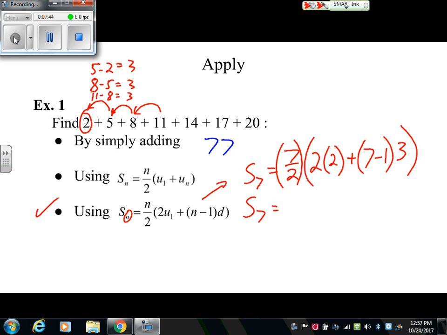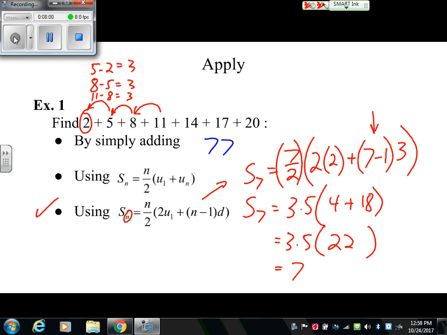So again, 7 divided by 2 is 3.5. 2 times 2 is 4. 7 minus 1, which we have right here, is 6. And 6 times 3 is 18. So we're going to end up with 3.5 times 22, which is the same thing we had before, which gets us down to 77. So again, it was probably easier just to add up these 7 numbers here, but when we're dealing with large lists of numbers all getting added, we want to use one of the formulas for that.